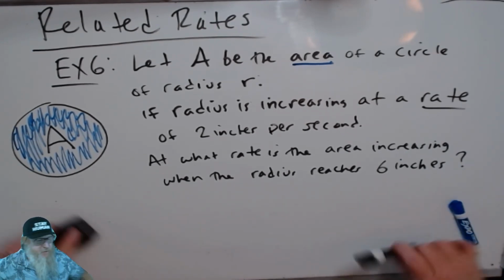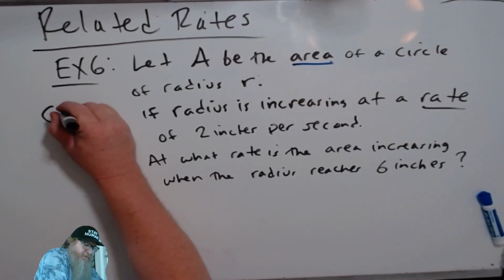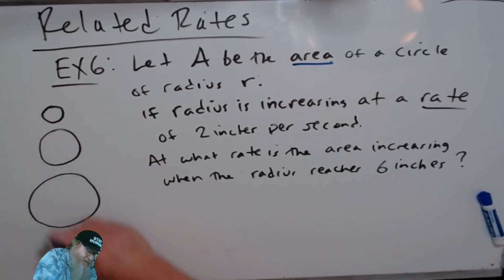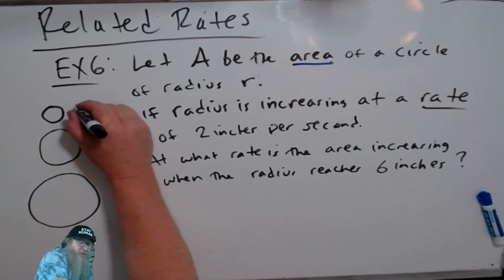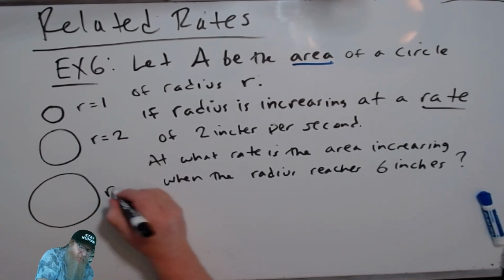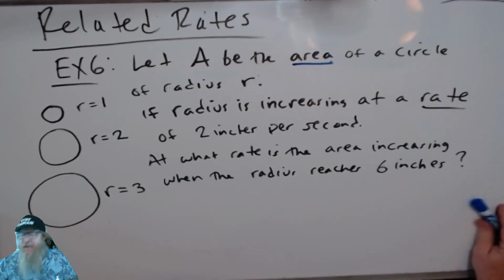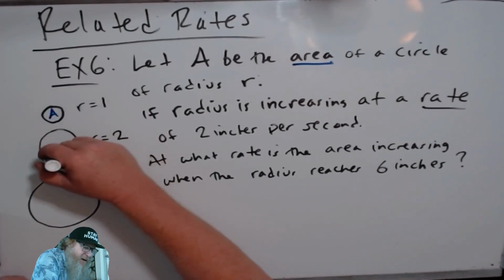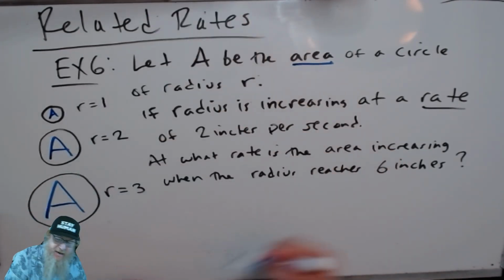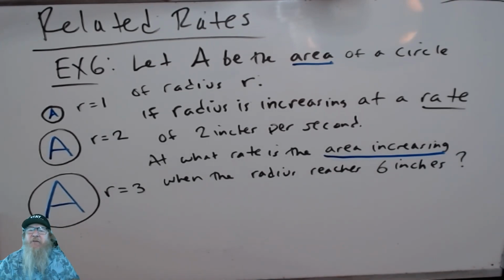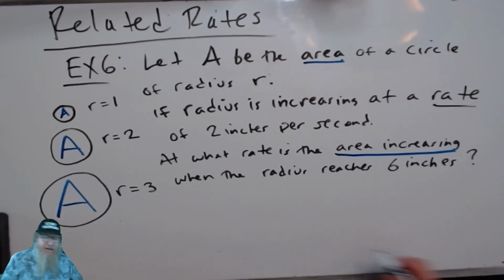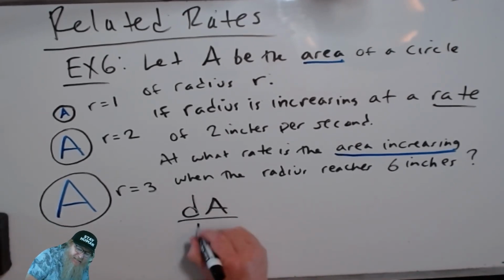So let me just sort of draw a sequence of circles. So you have this, and then this, and then this, and so on and so forth. So this would be, say, radius is 1, radius is 2, radius is 3. And so what's happening is the area is getting larger and larger and larger. And so we want to know how fast, at what rate is the area increasing. That's called dA/dt.